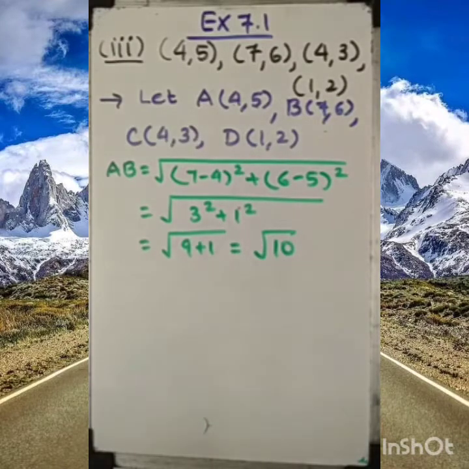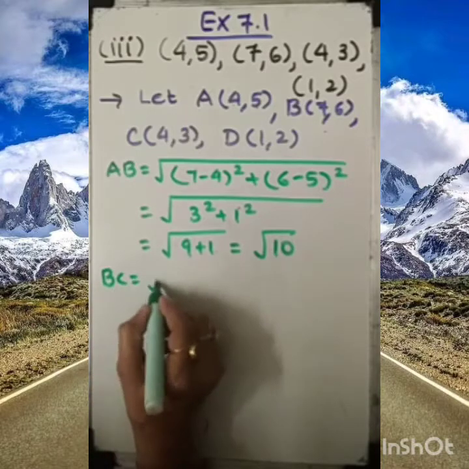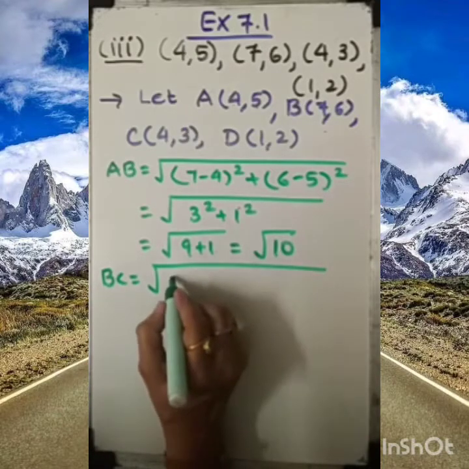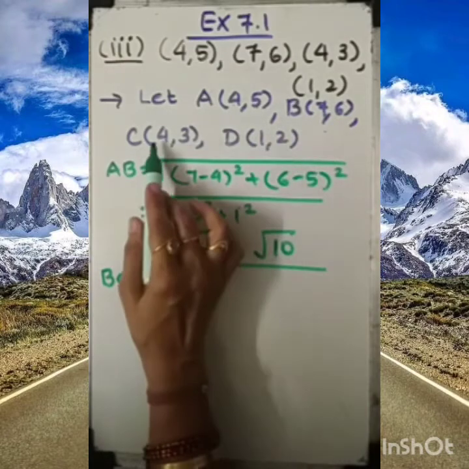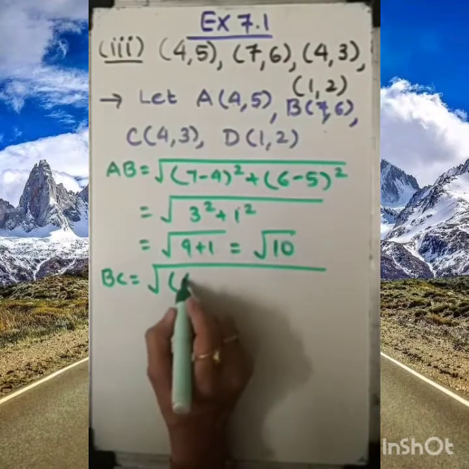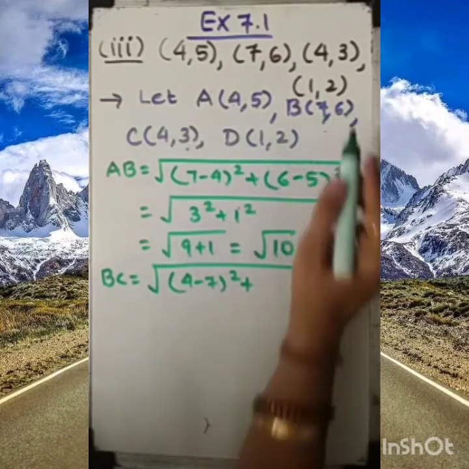Let's work out for BC now. The another side BC, let's see what it is coming. BC: 7 minus 4, minus 7 plus 3 minus 6.